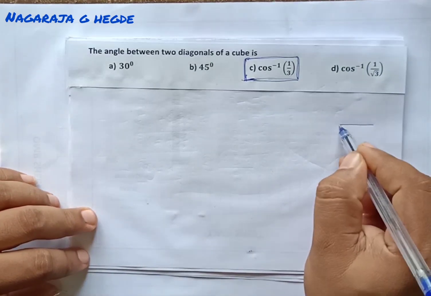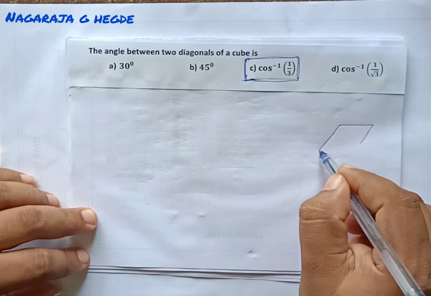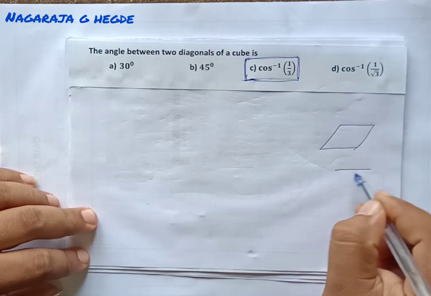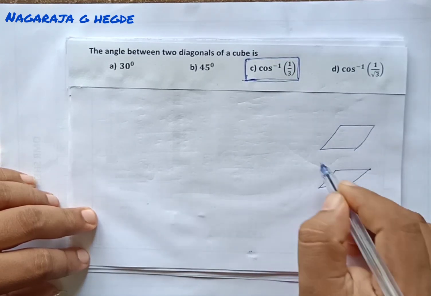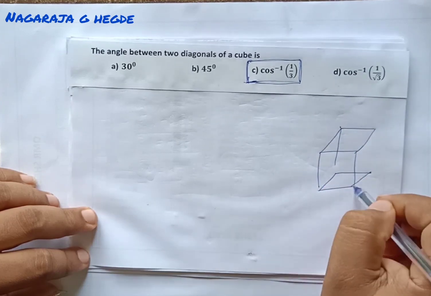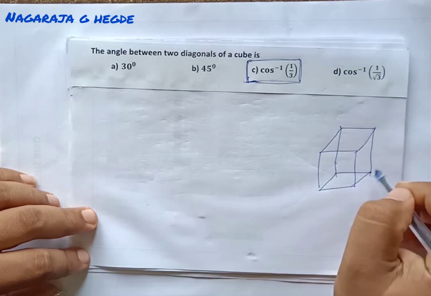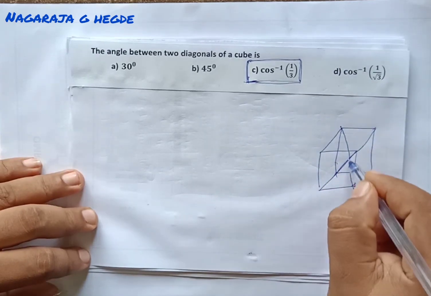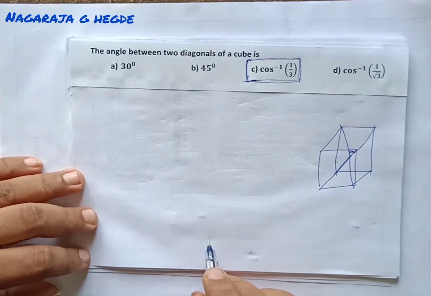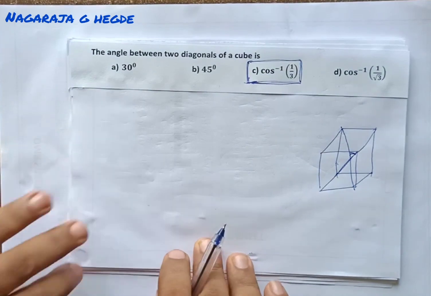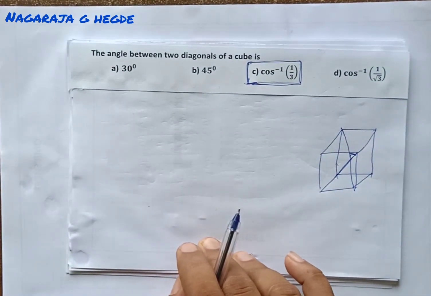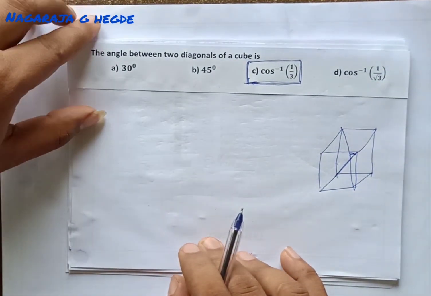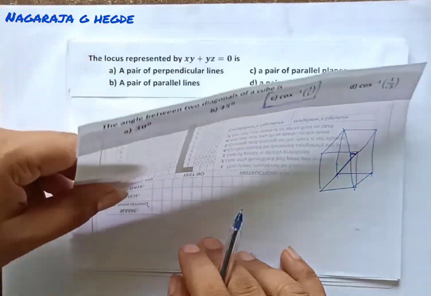If we consider a diagonal, like this is a cube, this is one of the diagonals. There will be 4 diagonals. What is the angle between these two? That is cos inverse 1/3. The derivation is a little bit lengthy and is not required here, you have to remember it.